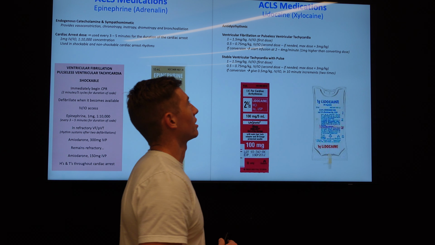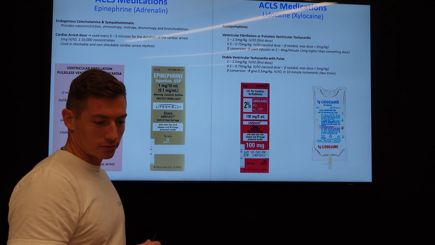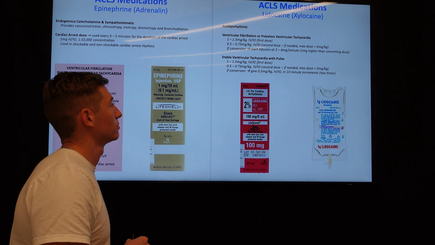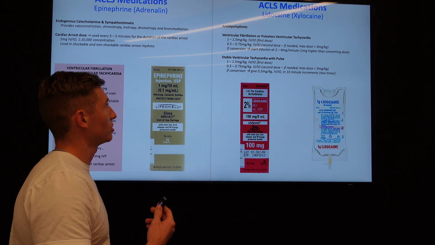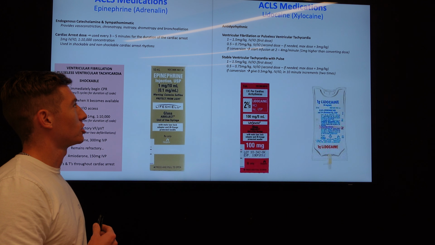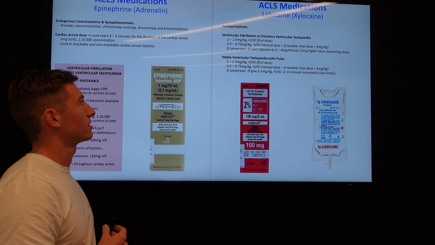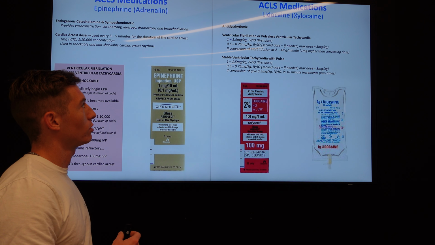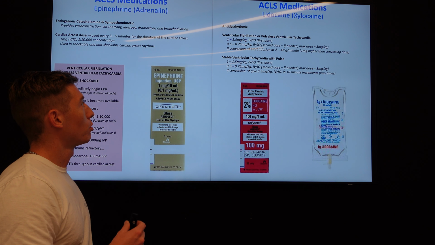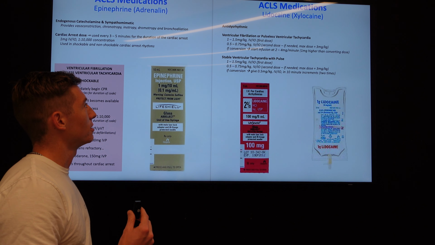Lidocaine. What does lidocaine do? So lidocaine, you probably had it at the dentist if you've ever had to get mouth anything. It's also an antidysrhythmic, used for ventricular fibrillation or pulseless ventricular tachycardia. So we're going to give 1 to 1.5 milligram per kilogram, that's IV IO, for the first dose. Then 0.5 to 0.75 milligram per kilogram.